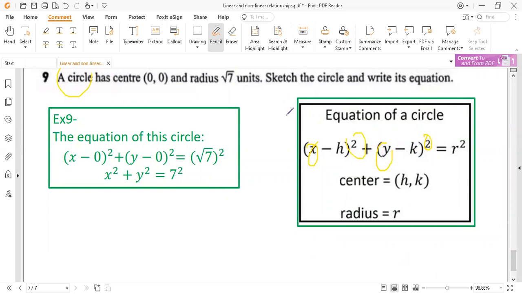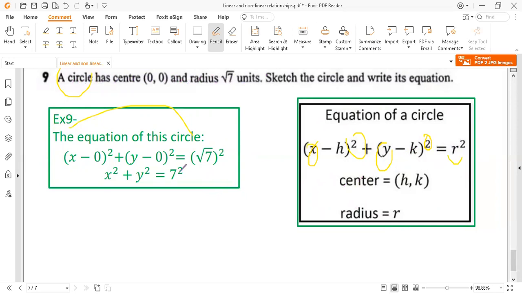Okay, normally the equation of a circle is given by x minus the abscissa of the center, squared, plus y minus the ordinate of the center, squared, equal to the radius squared. So if we are asked to find the equation of a circle with center 0, 0 and radius radical 7 units, we can easily substitute h, k by 0, 0 and the radius by radical 7.